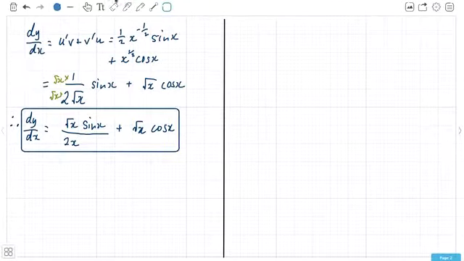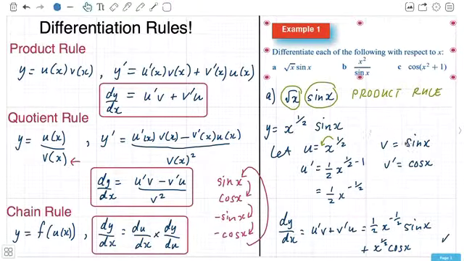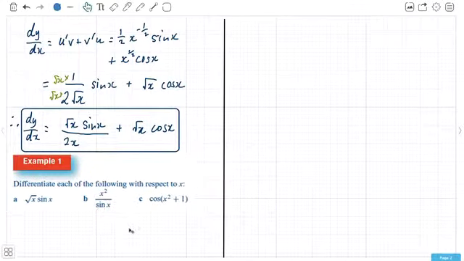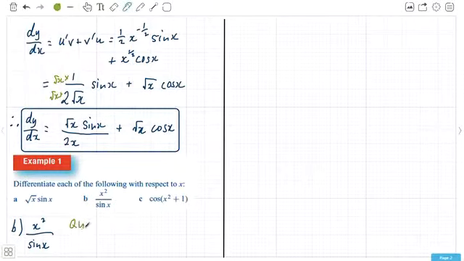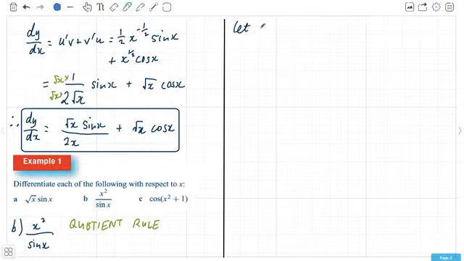Okay. So for the next one, I'm just going to copy the questions over so we can see them. We need to figure out what formula we're using. And you can probably guess that because you've got something on the top, something on the bottom, we're going to use quotient rule. Quotient means a fraction, so that's why it's called the quotient rule. It's the fraction rule. So again, we just let u equal.